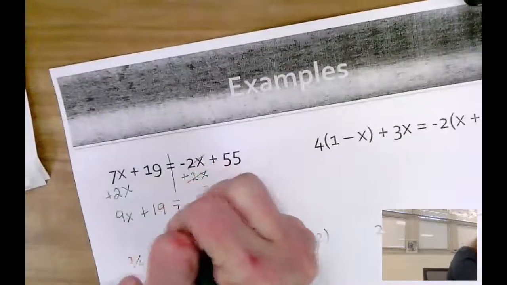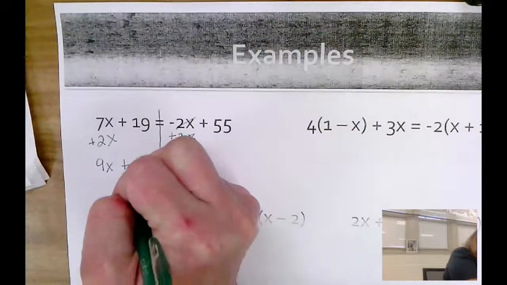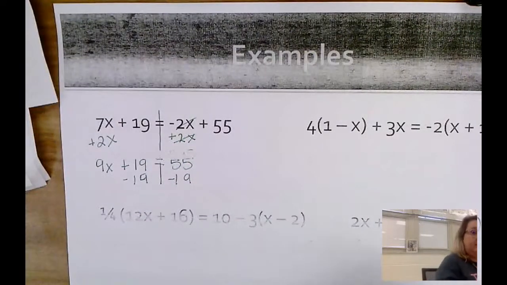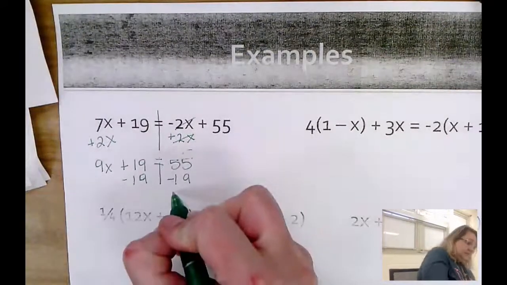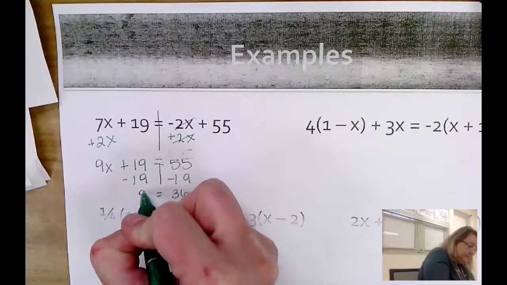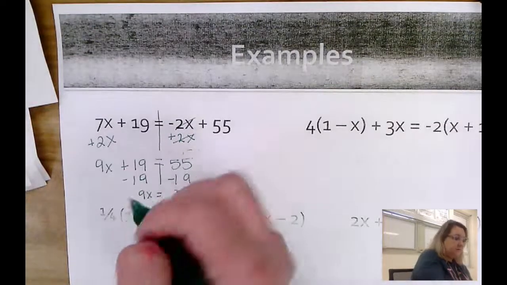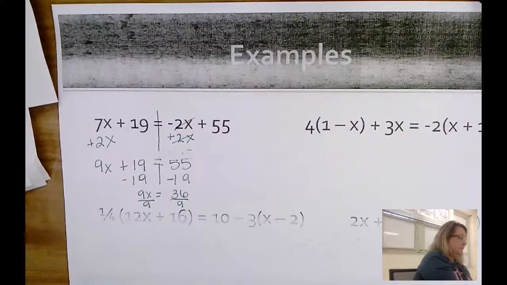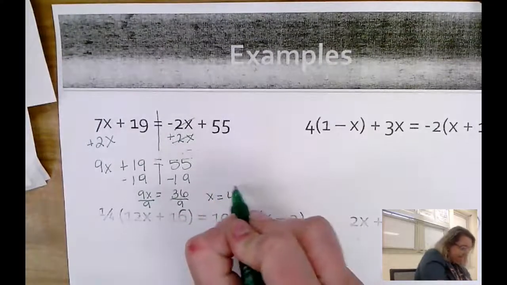All right, then we're following our steps. We're going to subtract our constant from both sides. 55 minus 19 is 36. Then we are going to multiply or divide to get the variable by itself. I'm going to divide by 9. And 36 divided by 9 is 4. So x is going to equal 4. All right, perfect. Let's try another example.